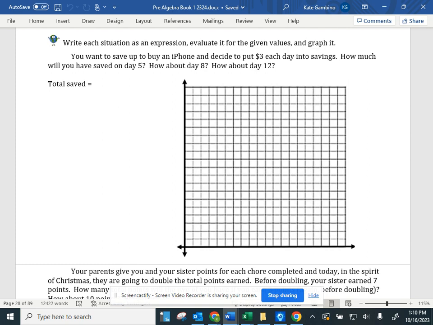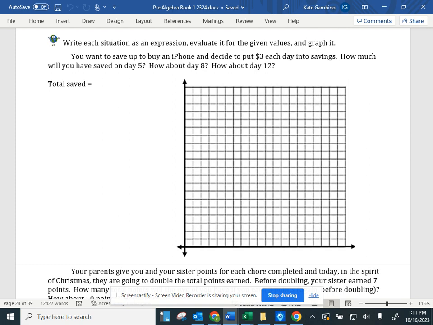So we want to save up to buy an iPhone and decide to put $3 each day into savings. How much will you have saved on day 5? How about day 8? How about day 12? So the first thing we have to ask ourselves, if we're going to save $3 every day, what is our expression going to look like? What operation are we going to be doing? What do you think, Henry? We're going to be doing multiplying.